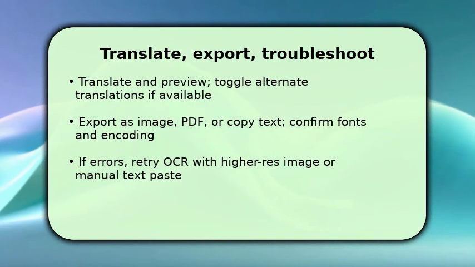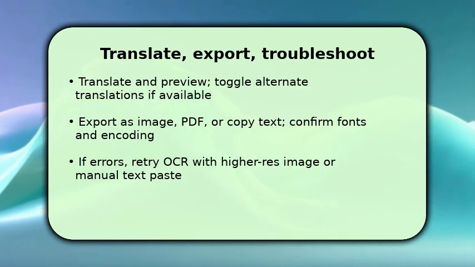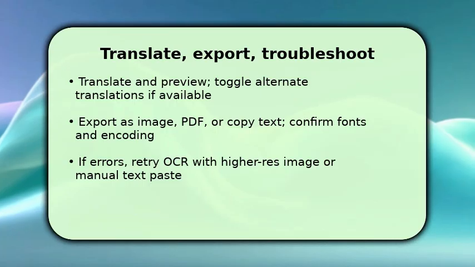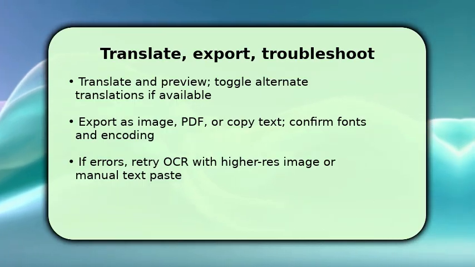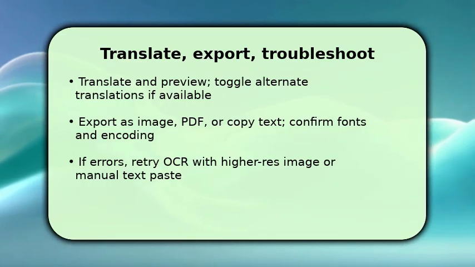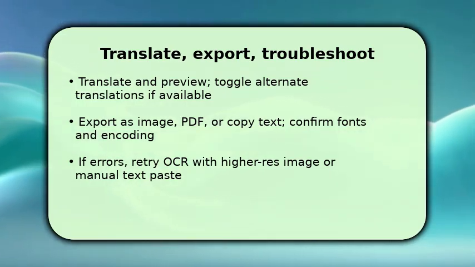You translate the clean text and verify the result in preview mode before exporting. Use alternate translations or synonyms if a phrase sounds off, and adjust tone settings if Gemini offers them. Then export as an image, PDF, or copy the translated text to clipboard. Make sure fonts and encoding display correctly.